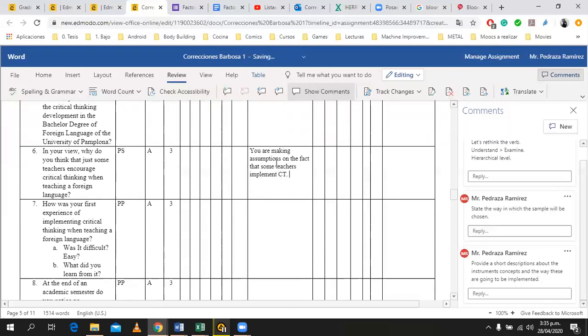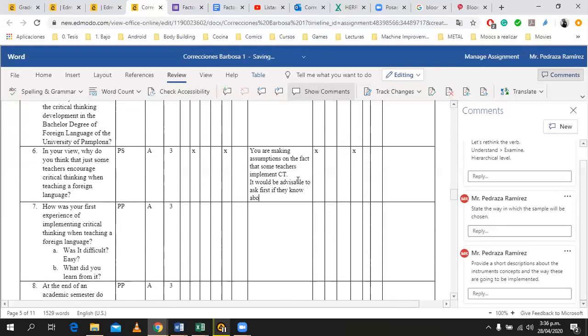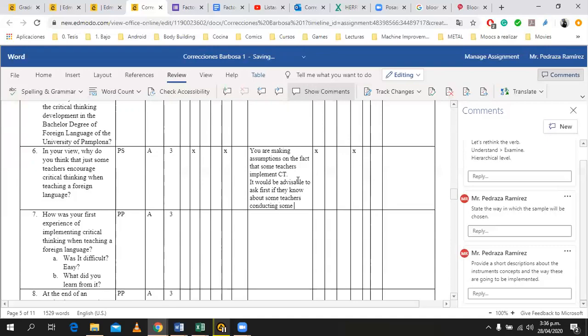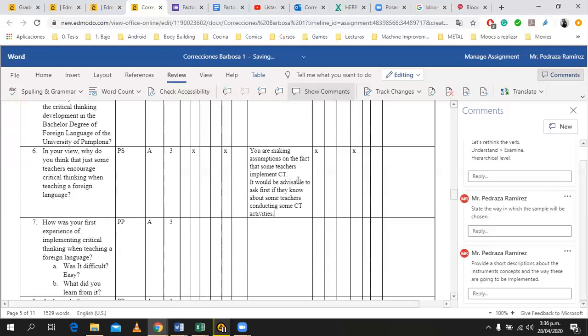But how do you know that they already know that? How do you know that these teachers who are implementing critical thinking in their classes know that, right? So sounds good, but in the end, I think something else is missing, and this something else is something like here. Yeah, you're right.